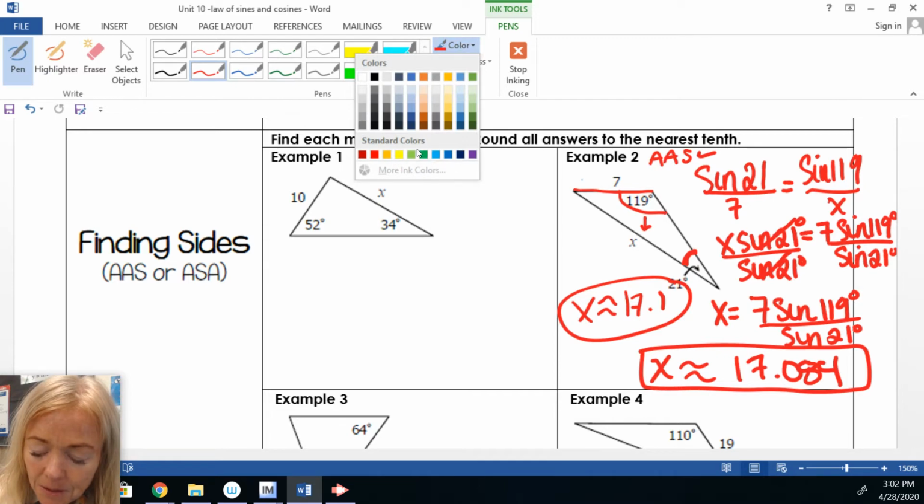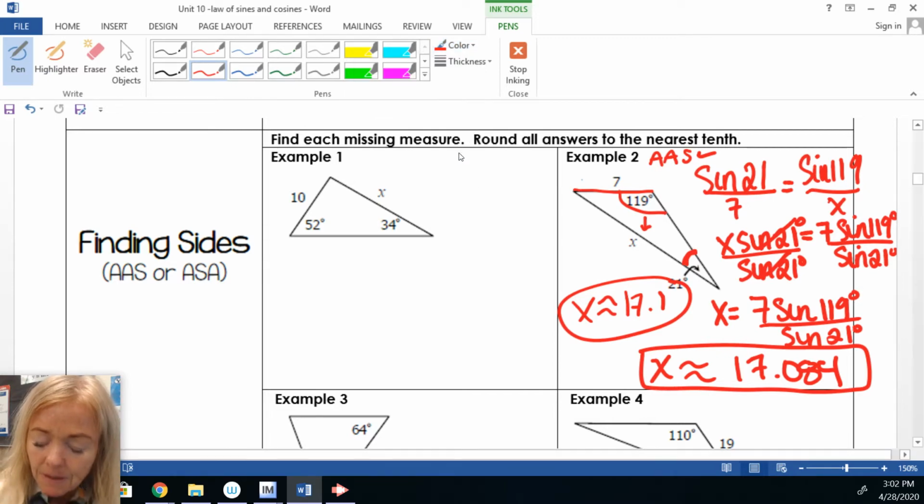Okay. All right. I'm going to see. Ooh, this does give me new colors. I want that color.